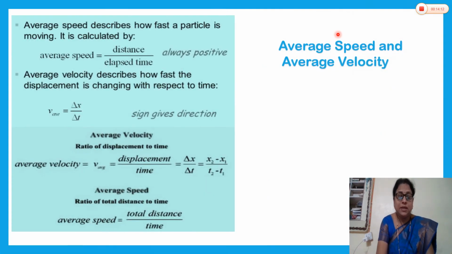Now we will discuss the next quantity, that is the average speed and average velocity. You know about speed and velocity. When we take only the magnitude of velocity, that is called as speed. Speed is the scalar quantity, and velocity is the rate of change of displacement, that is displacement upon time is called as velocity, and it is the vector quantity. Here we define the average speed and average velocity. What is the average speed? The average speed describes how fast the particle is moving, and it is calculated by average speed is equal to distance upon time, and it is always positive.